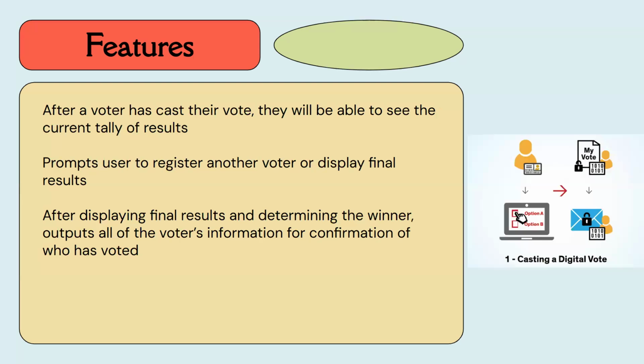After a voter casts their vote, they'll be able to see the current tally of the results, and then it'll prompt the user to register another voter or display final results. After it displays the final results and determines the winner, it'll output all of the voters' information for confirmation of who has voted.